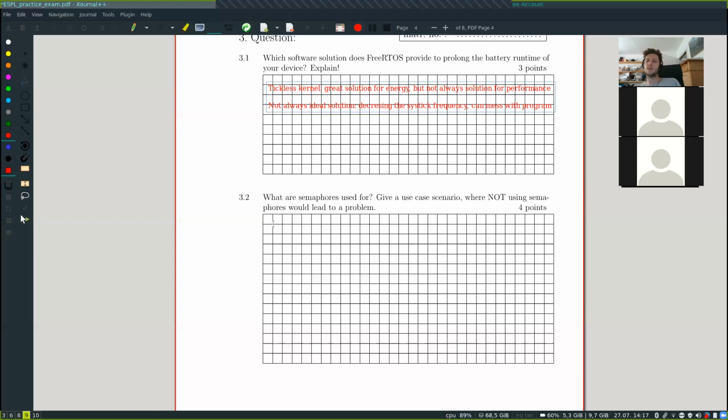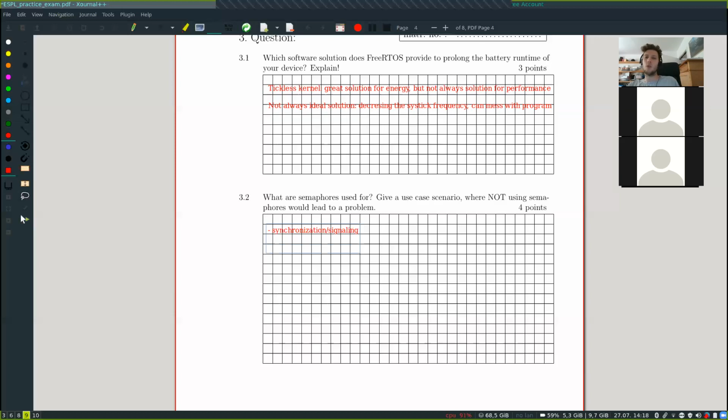Yep. And so in FreeRTOS, we have the semaphore, which is used for synchronization, sort of flagging, sending signals. And then we have the mutex, which is generally used for resource locking. Okay. So we'll say synchronization / signaling.